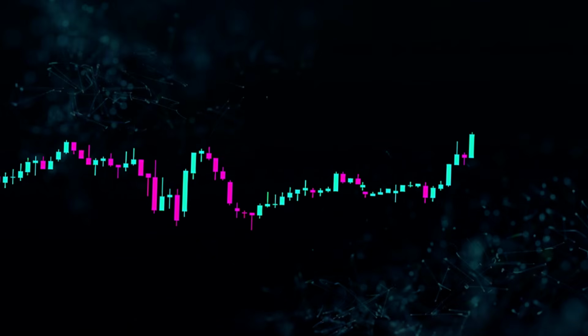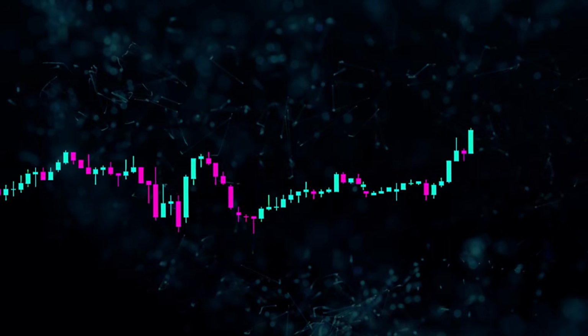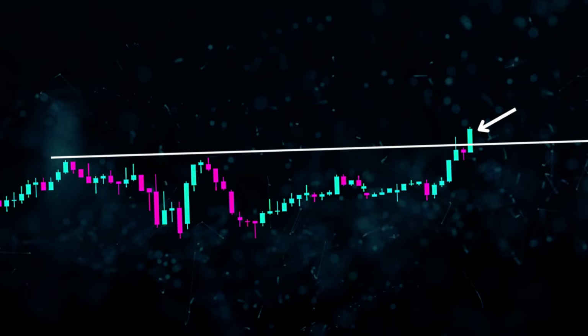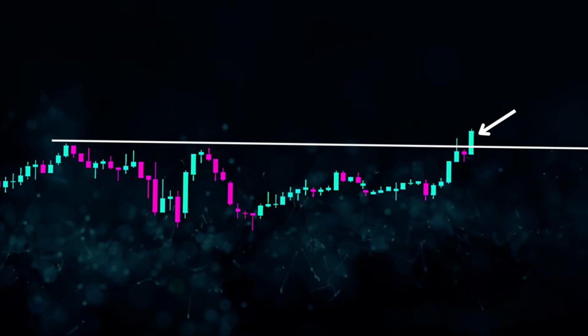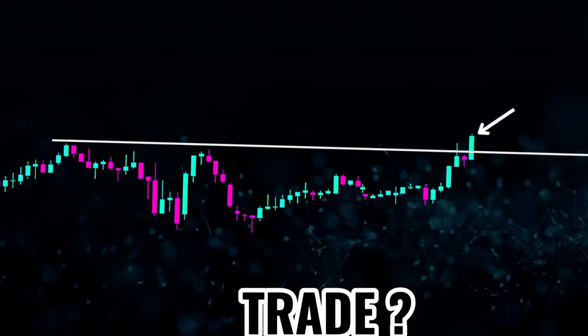Look at this chart. Price is breaking out strongly here. No indicators, no fancy tools. Imagine this is happening live. Would you take the trade?